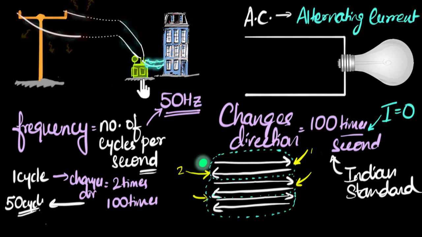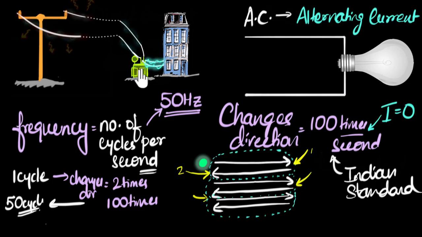We need to understand how the transformers work and everything, which we'll do in videos of higher grades. But as of now, just think of it this way. The transformer can take in very low current and convert it into a very high current. This way, we can save a lot of power loss.